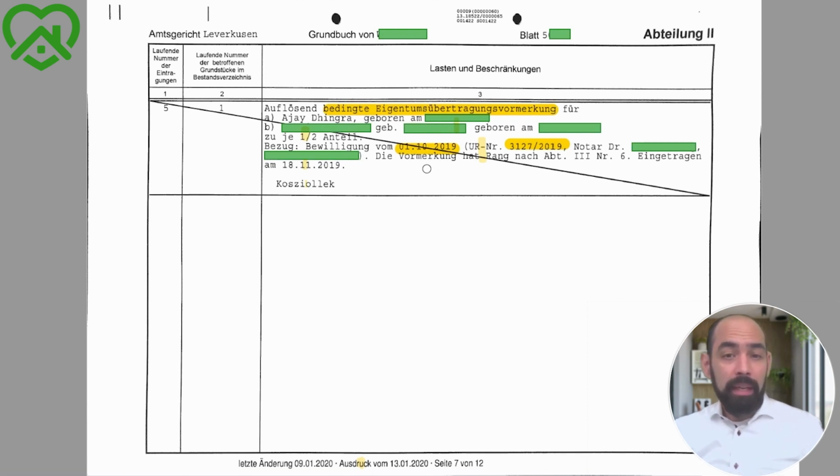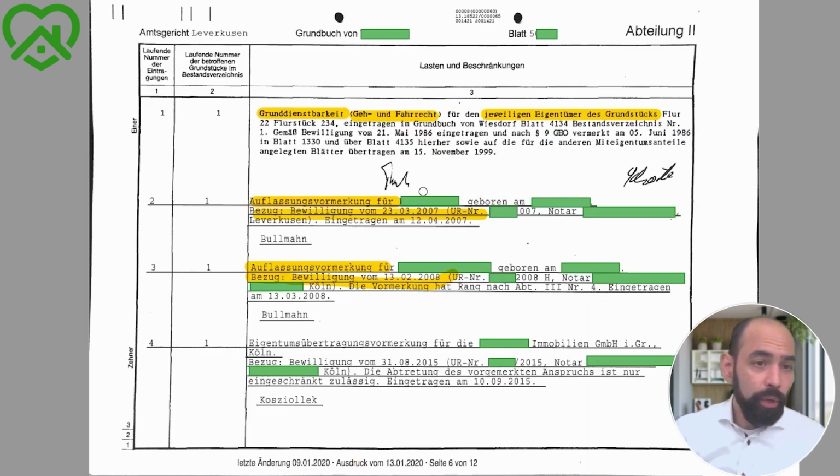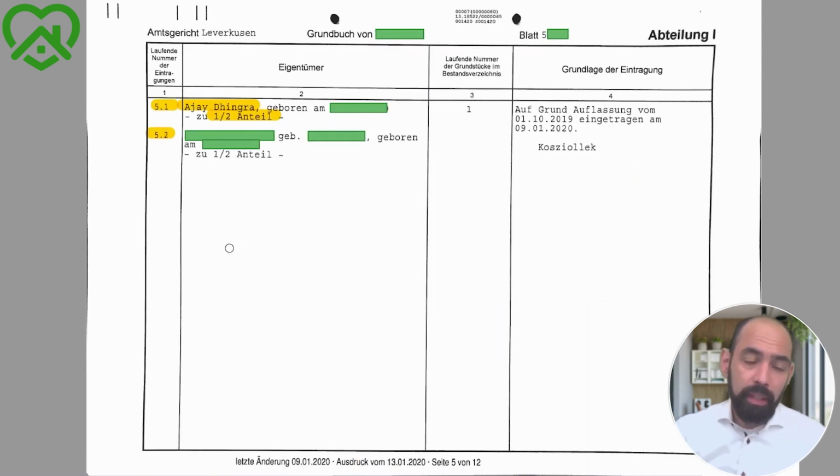And because at some point in time we paid the money to the seller, the notary confirmed this to the courthouse. The courthouse said, well, that's fine. Now you're not the next owner of the property. You are going to be the current owner of the property. That's why our names are in chapter number 1 now, right? And that also has been notarized on this date, 1st of October. And the entry here has been done on 9th of January 2020, which is a long time. 3, 3.5 months is a long time for that to be passed on.